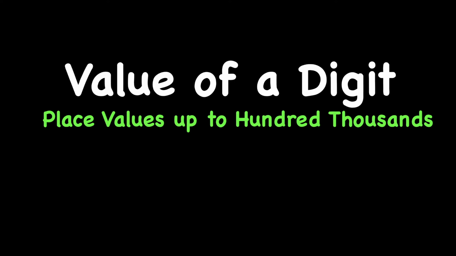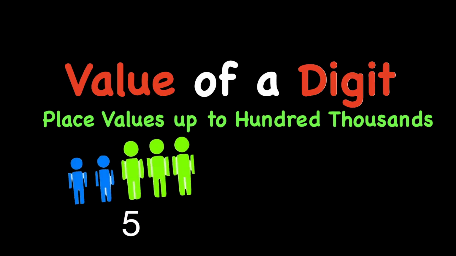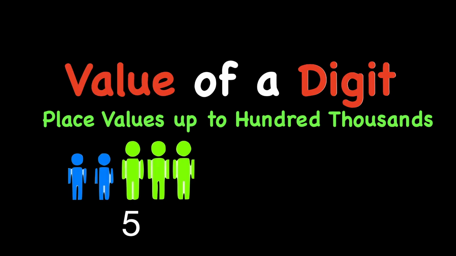Today's lesson is on something called value of a digit, and we're going to use numbers with place values up to 100,000s today. The word digit just means number. So for example, 5 is a digit. The word value means how much is that digit worth, in this case the 5. So for example, if you had 5 people, that would be the value of that 5.